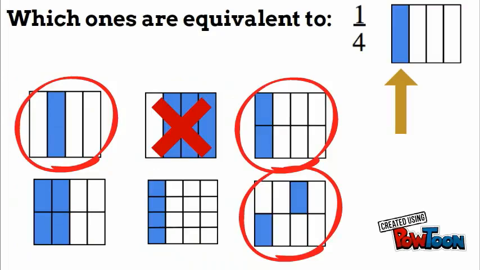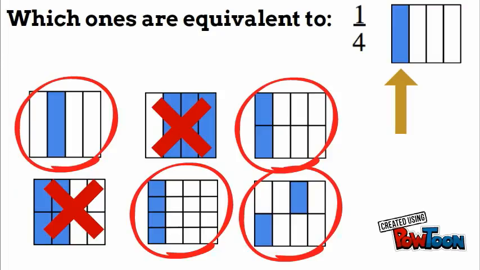And if we look at the one to the left in the middle at the bottom, we see that there's even smaller pieces it's cut into, but it's still equivalent because it's the same amount of area shaded as our original fraction 1/4. So we're going to circle that one and say it's equivalent. And then our last one left here, we notice just by looking at it that it has more blue parts shaded than 1/4. So we're going to X that one out and say that it is not equivalent.